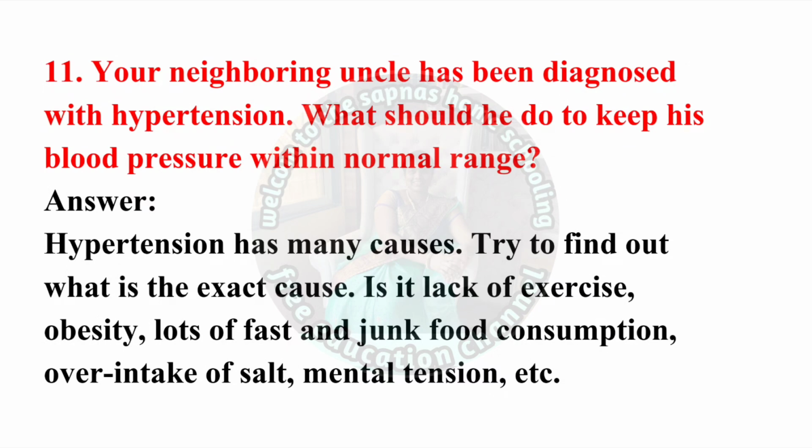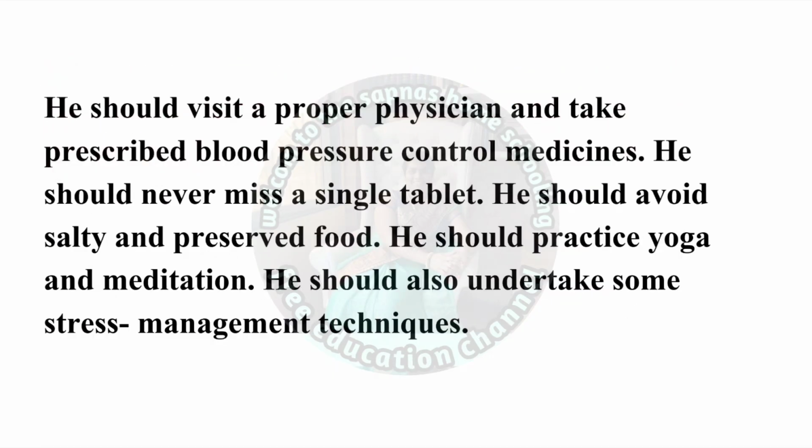Question 11. Your neighboring uncle has been diagnosed with hypertension. What should we do to keep his blood pressure within normal range? Hypertension has many causes. Try to find out the exact cause. It could be lack of exercise, obesity, lots of fast and junk food consumption, overintake of salt, mental tension. He should visit a proper physician and take prescribed blood pressure control medicine. He should never miss a single tablet.